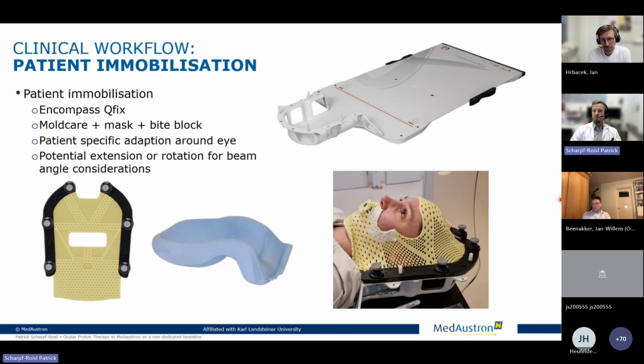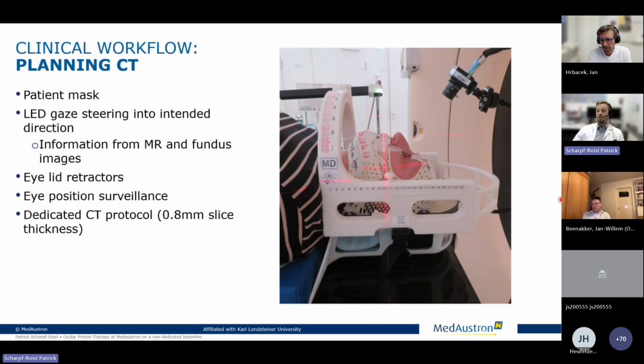Once the patient is immobilized, we then perform a CT. In the planning CT, we already have the patient mask. We use an LED to steer the patient into the intended direction. There we have the information from the MR and fundus in which direction would be the most feasible one. And we also check already what's the maximum angle that the patient can actually take his gaze.